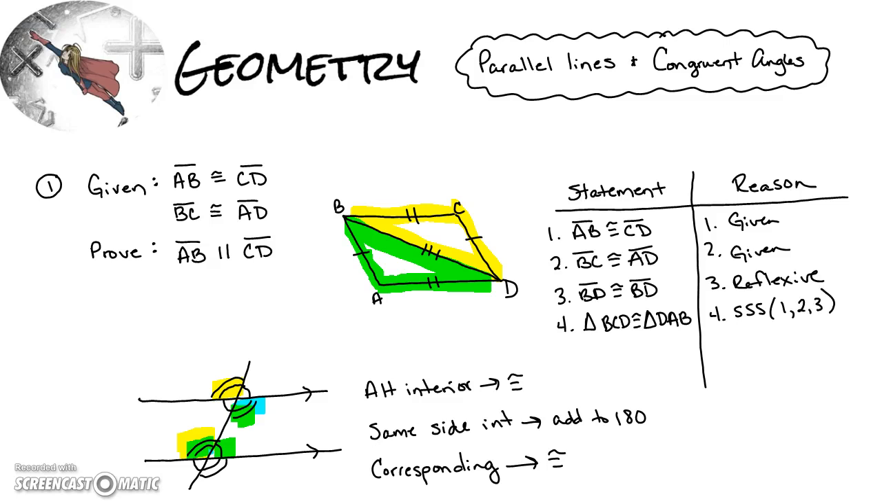Now, we are trying to get AB parallel to CD. The only way to get those parallel is by using a correct pair of congruent angles. So if I want AB to be parallel to CD, one pair of angles I could use would be this angle congruent to this angle, because in relationship to those two lines, those are alternate interior angles. And if alternate interior angles are congruent, then the lines are parallel.